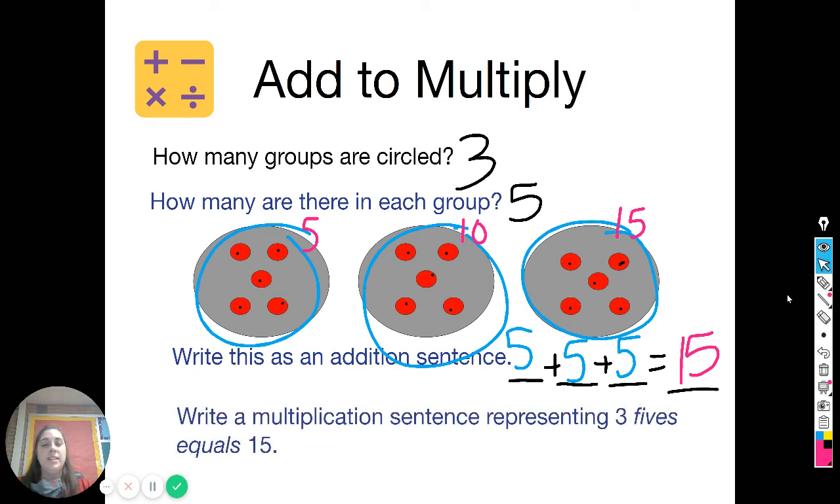Write a multiplication sentence representing 3 5s equals 15. Go ahead on your whiteboard. What would a multiplication sentence look like for this? So we're looking for blank groups of blank equals blank.